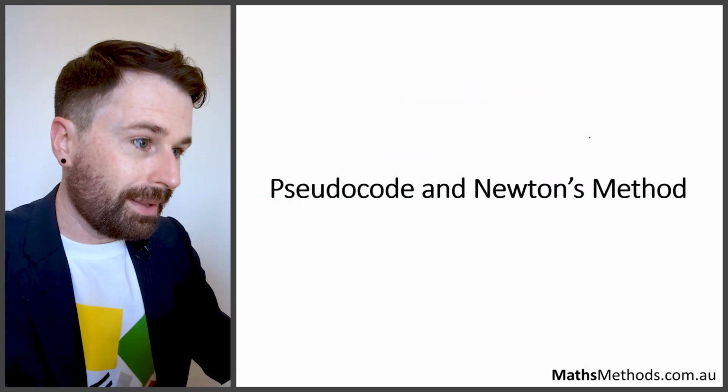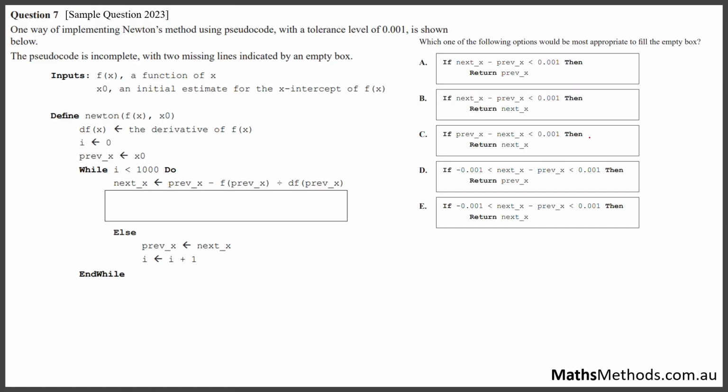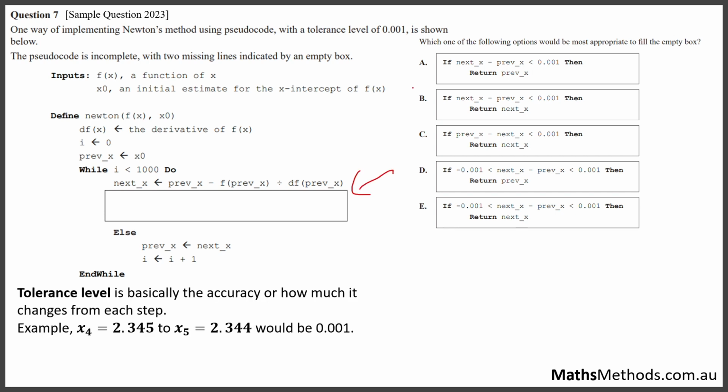Pseudocode and Newton's method. One way of implementing Newton's method using pseudocode with a tolerance level of 0.001 is shown below. The pseudocode is incomplete with 2 missing lines indicated by an empty box. See that empty box? There it is.